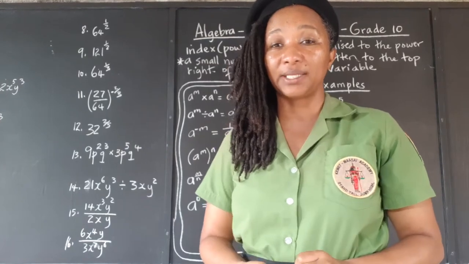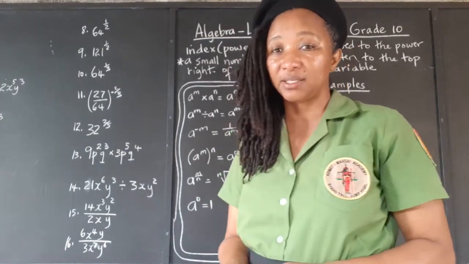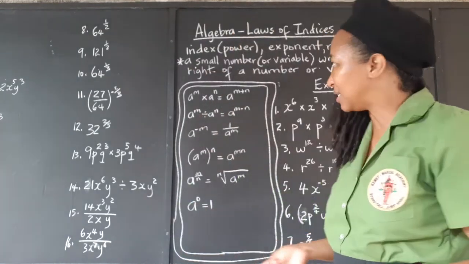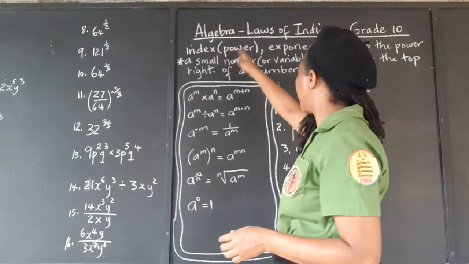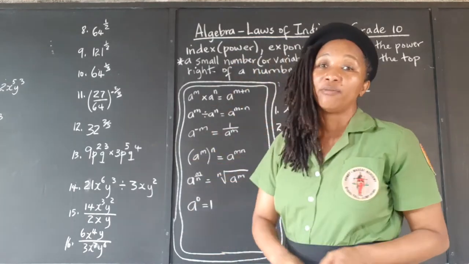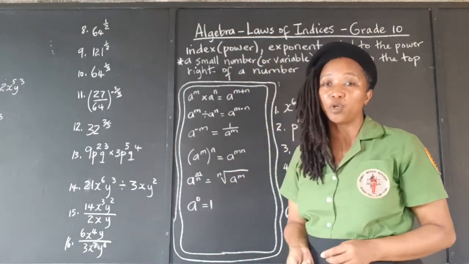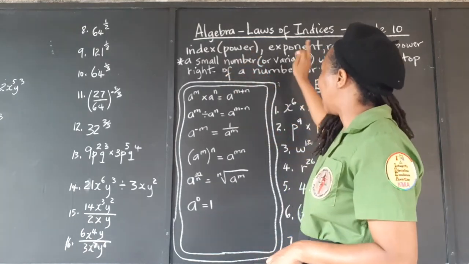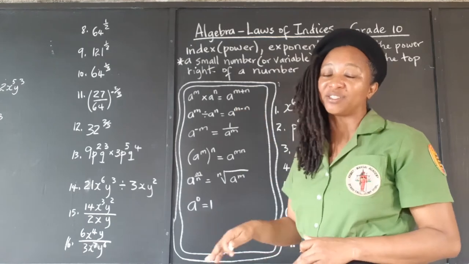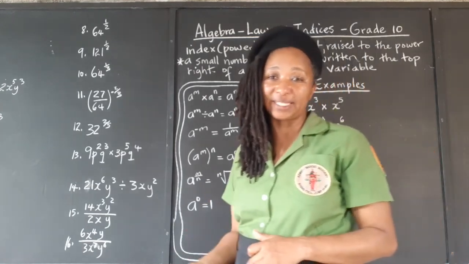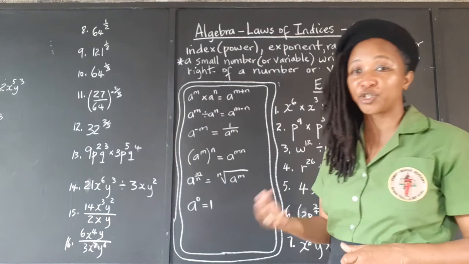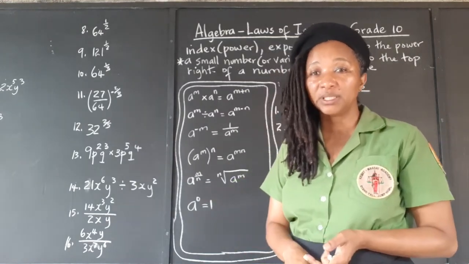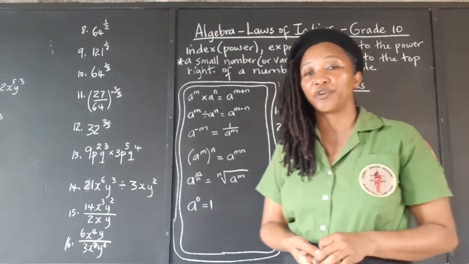Today we're going to look at laws of indices. What is an index, or what are indices? Here we have different terms that are used. An index, or plural indices, is also called a power, an exponent, or you might hear someone say the number is being raised to the power of 2, or it is squared, or it is cubed. All those terms refer to indices.